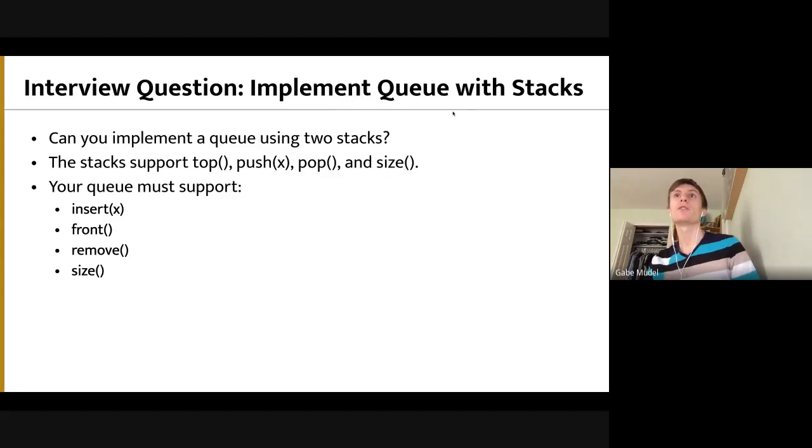Implementing a queue with stacks. Here, so this is a question. I actually got this one in one of my interviews when I was interviewing. So this is a nifty one.